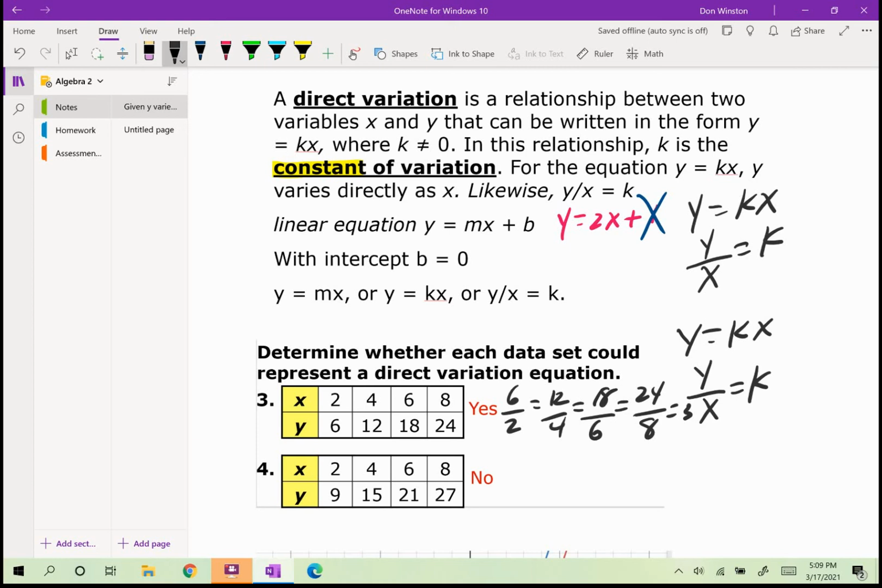That constant would be k. So k equals 3. Y divided by x, if it's always the constant, that's a direct variation equation. So the equation for this one would be y equals my k, which is 3x. Y is equal to 3x. Don't believe me? 3 times 2 is 6, 3 times 4 is 12, 3 times 6 is 18, and 3 times 8 is 24. It's a direct variation equation.